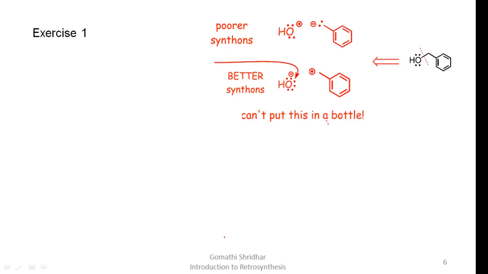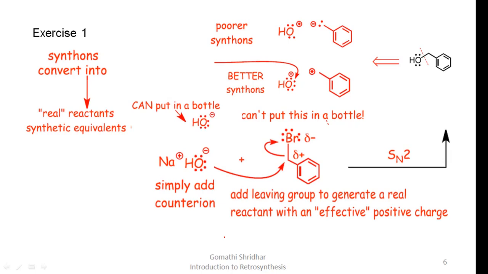What do we have to do to convert this into the reagents? That is the synthetic equivalents. We know that the reagent is NaOH and the benzyl bromide is the corresponding synthetic equivalent of the benzyl cation. These two can react with each other to generate the target molecule. Now let us look at exercise 2.